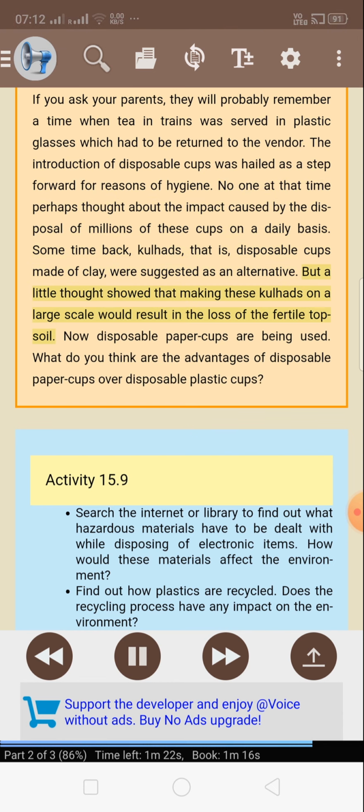But a little thought showed that making these culhads on a large scale would result in the loss of the fertile topsoil. Now disposable paper cups are being used. What do you think are the advantages of disposable paper cups over disposable plastic cups?